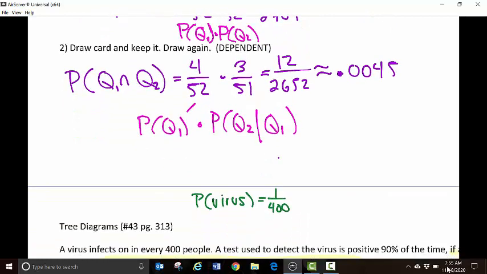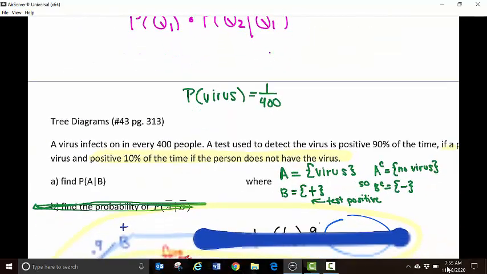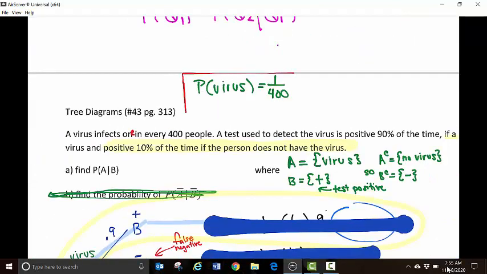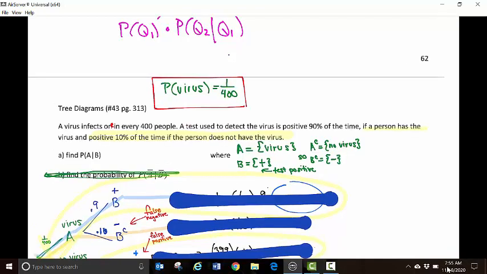All right, so the next thing we have is a tree diagram. I always fight with this. I much prefer the tree diagram. They prefer the little chart. We're going to do both. Okay, so we're going to read this little story and then we'll draw the diagram. A virus infects one, it should say one in every 400 people. This is like sadly appropriate. Okay, a test used to determine the virus is positive 90% of the time if the person has the virus, and positive 10% of the time if the person does not have a virus.